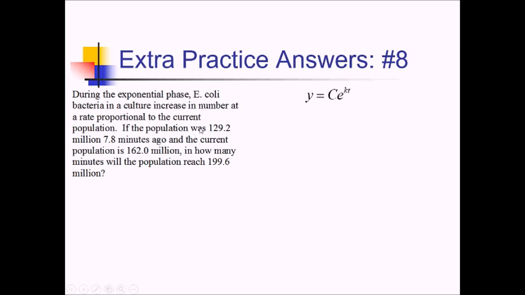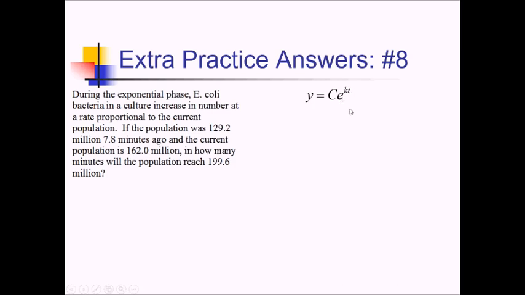If the population is 129.2 million 7.8 minutes ago, and the current population is 162 million, in how many minutes will the population reach 199.6 million? Well, it certainly seems like there's too many numbers here. What are we ultimately asking for? We're saying in how many minutes. So we're asking for a time unit. So that's the t value here that we eventually need to solve for.